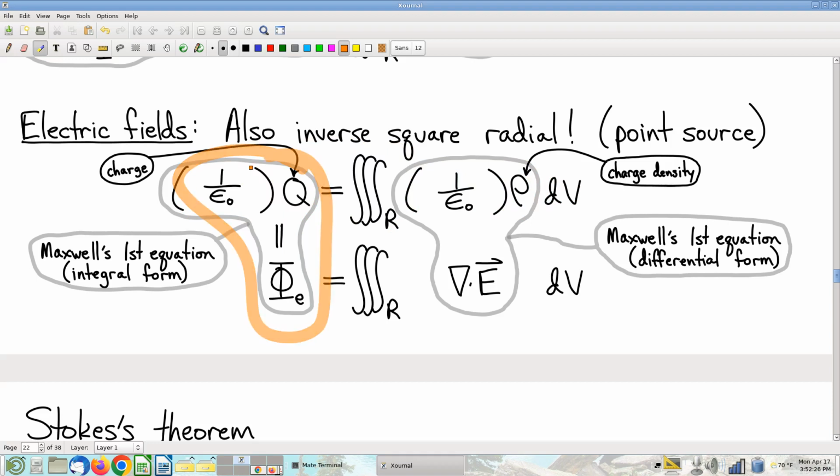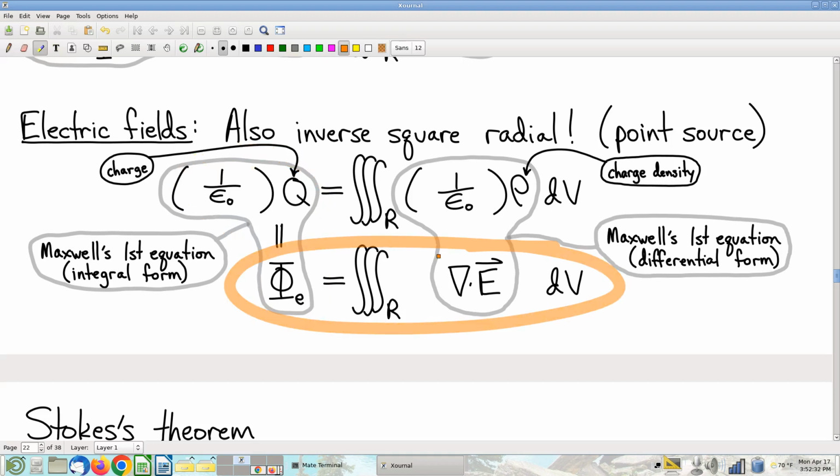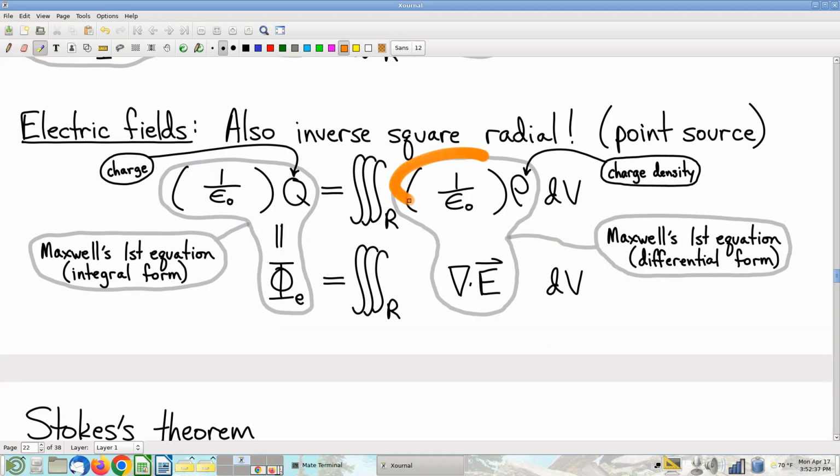Charge creates flux. Flux follows the rules of Gauss's divergence theorem, and so again we get a nice result about the divergence of the electric field and how that's just proportional to charge density.